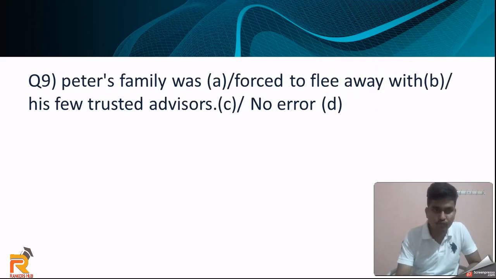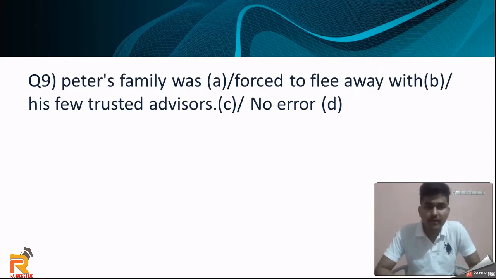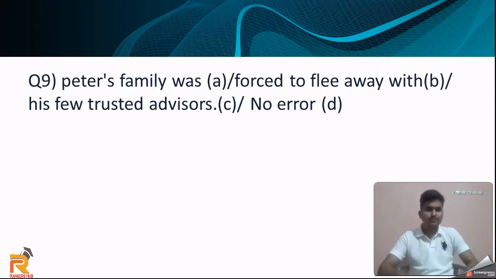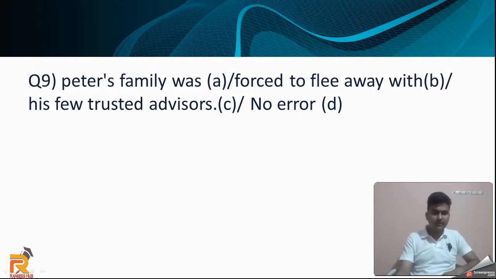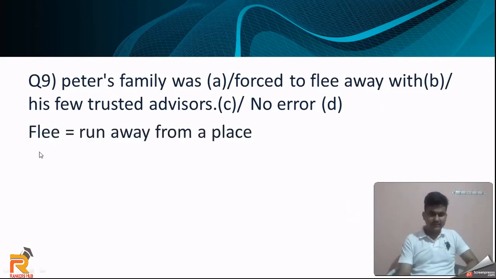Next, let us move to question number 9. Peter's family was forced to flee away with his few trusted advisors. This is given. What is the error? Well, you might have found it already. What can you find in the sentence? "Flee" along with "away" is used, right? What is the meaning of the word flee? You understand? The word flee itself means to run away.